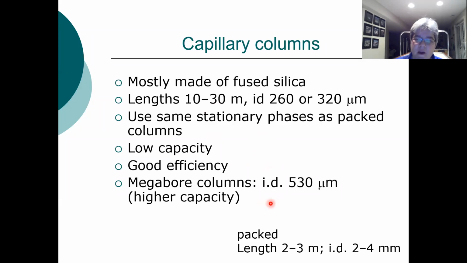There's a newer kind of column. One problem with the capillary is that the amount of sample that you can put on is really very, very small. And sometimes you want to use a bigger sample size. So there's a column called a megabore. Notice they're still small compared to packed, but they're much bigger than these. They have bigger diameters. And the reason we use these is they have a higher capacity. We can put more stuff on them for the separation.